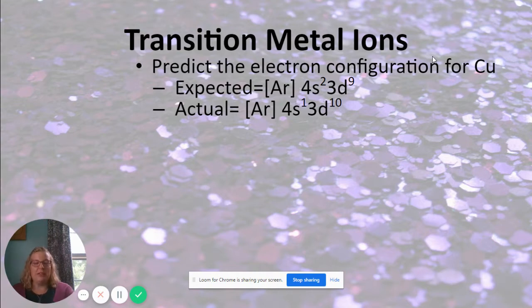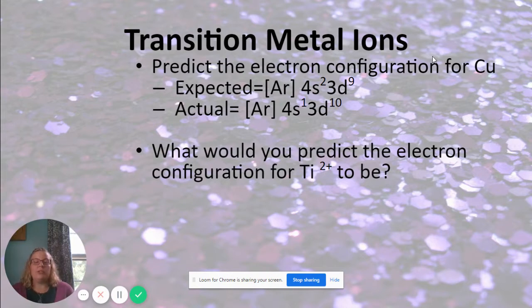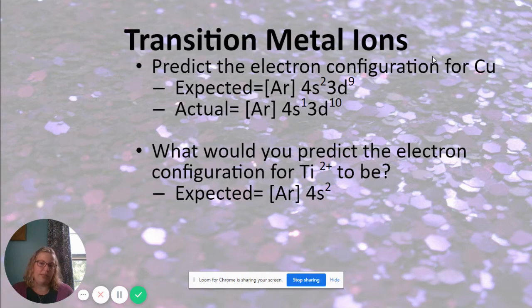Okay, here's another example. I would like you to predict what you think the electron configuration for titanium 2+ would be. So again, take your periodic table out, pause the video for a second, and see what you think the electron configuration for titanium 2+ is going to be. Okay. Hopefully by now you figured out that there's probably something weird, but my guess is your expected electron configuration, because titanium loses 2 electrons, would be argon in brackets and then 4s2.